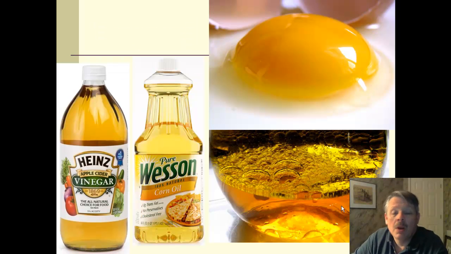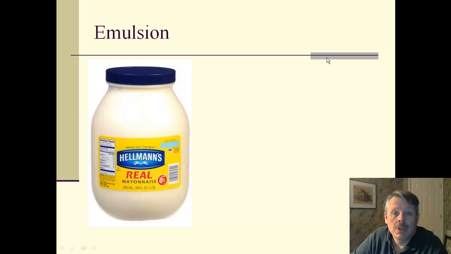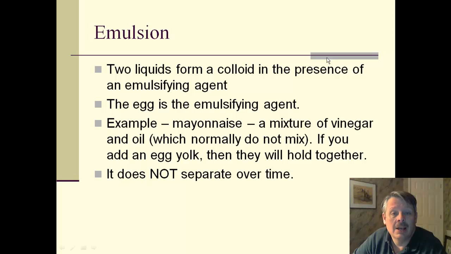But what happens if I take an egg and throw it in there and mix it up? Well, the egg yolk is what's important, and we come up with an emulsion. Mayonnaise is vinegar, oil, and egg yolks. You mix them together, and you get something called an emulsion. An emulsion is two liquids that form a colloid in the presence of an emulsifying agent. In the case of mayonnaise, the egg is the emulsifying agent. It's just vinegar and oil, which normally don't mix, but if you add the egg yolk, they will stick together, and they will not separate over time.